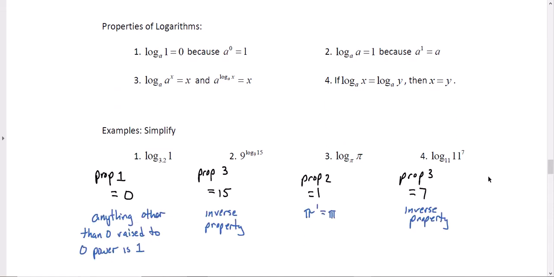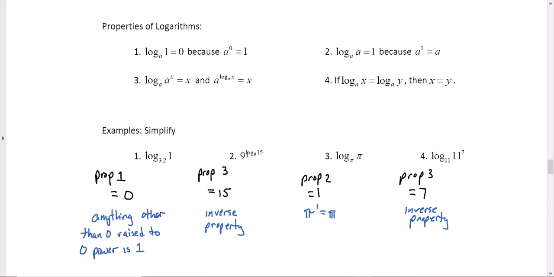Let's get them all on the same screen. What power do we put on 3.2 in order to get 1? Well, that power must be 0 by property 1. Anything other than 0 raised to the 0 power is 1. So if I want to get 1 out of it, then it has to be the 0 power. Log is equal to 0.